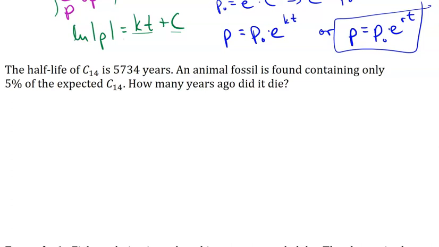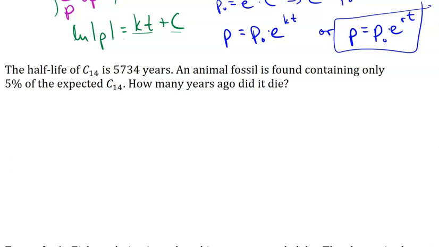All right, so it tells me that the half-life of carbon-14 is 5,734 years. Let's start with that piece of information right there and write a function, okay? Half-life means the amount of time that it takes for half of a substance to decay. So I can say my initial population is whatever I want, and then my after population is going to be half of that. I can say 100%, 50%, I can say 1 and 0.5.